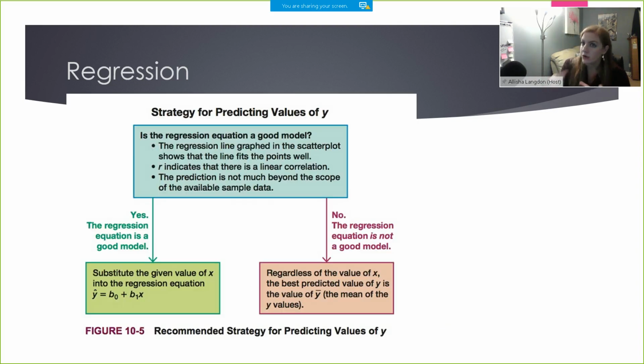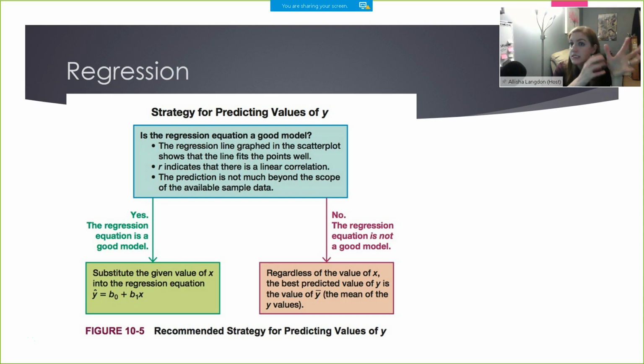So I just wanted to reiterate what we talked about. This is the same thing I just talked about, but more streamlined. This comes from your book. Basically, you're asked to predict values of y, to come up with predictions. So the first thing you have to ask yourself is, is this regression equation a good model? How do we determine that? Well, we have to calculate our R value, figure out what our critical value is, and then compare the two, and use that comparison to determine whether it is linear or not.